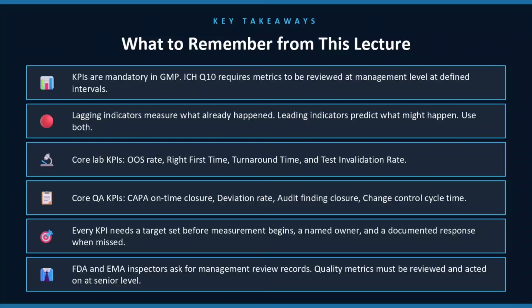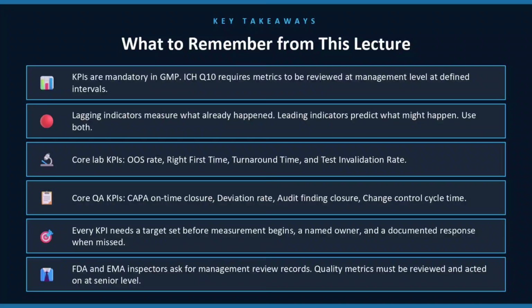Number 4. The 4 core QA system KPIs are CAPA on-time closure, deviation rate including repeat deviations, audit finding closure rate, and change control cycle time. Number 5. Every KPI needs a predefined target, a named owner, and a documented response when the target is missed. Without these 3 elements, a metric has no value.